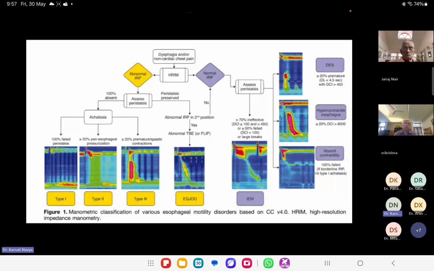This is the summary of what I have explained right now. With an abnormal integrated relaxation pressure and 100% absent peristalsis, it is achalasia. And if the peristalsis is preserved with an abnormal IRP in the second position, then you have to confirm with a timed barium esophagogram or a FLIP scan, which indicates outlet obstruction. And in case of a normal IRP, we come to diffuse esophageal spasm, hypercontractile esophagus, and absent contractility.